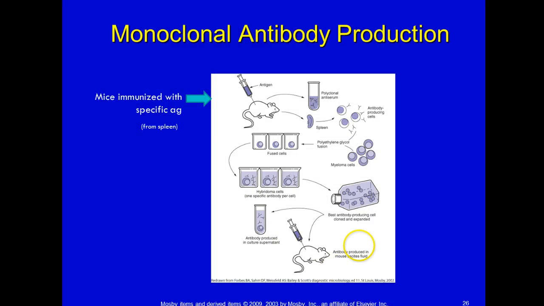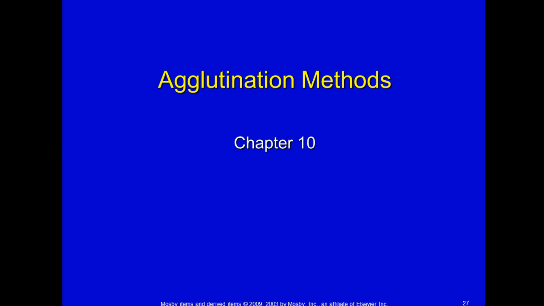Here's an example of what this looks like. They might immunize a mouse with a certain antigen, as you can see, and then they remove the spleen. They've got antibody producing cells. They're able to create from this and this whole process. You don't have to remember this process, but just know that there's a process that happens where they're able to create tons and tons of monoclonal antibodies that are cloned from each other, which create a really good and specific test. All right, our next chapter is going to be agglutination methods.